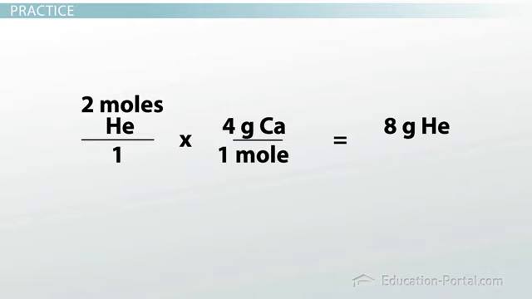If 1 atom of helium has a mass of about 4 AMU, then 1 mole of helium atoms will have a mass of 4 grams. Well, we were asked about 2 moles, so we would need to double this value, getting 8 grams.